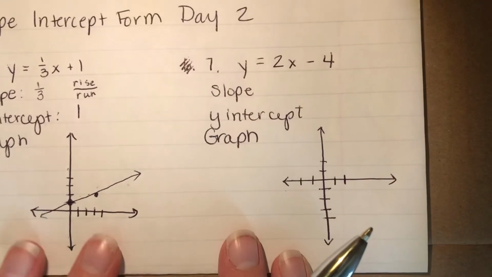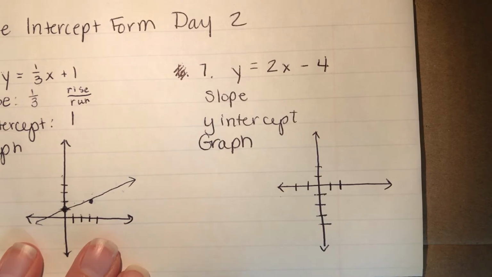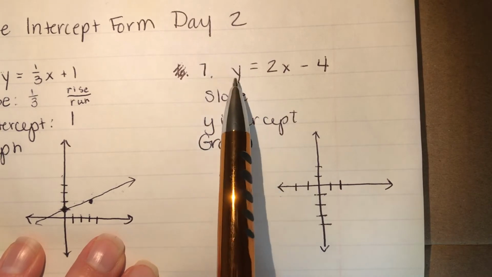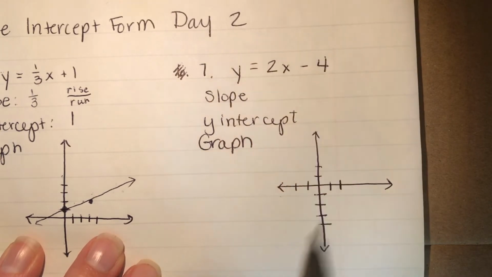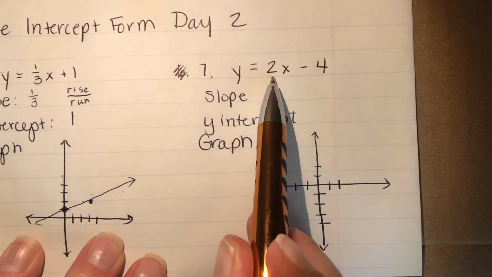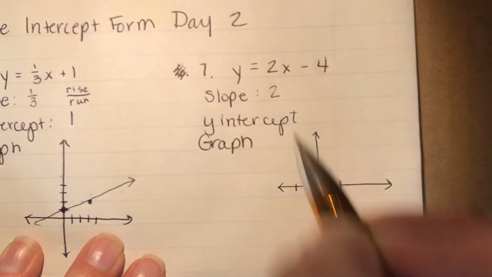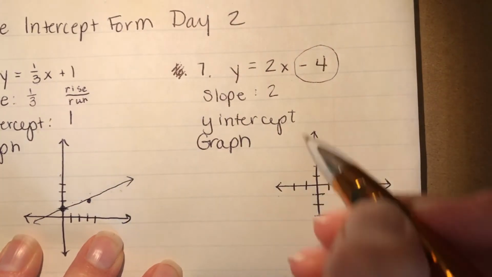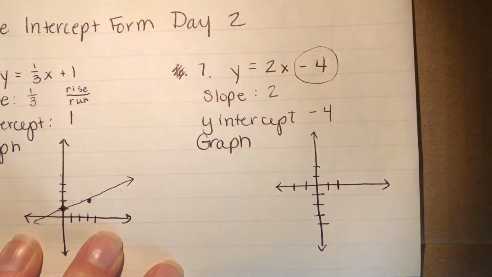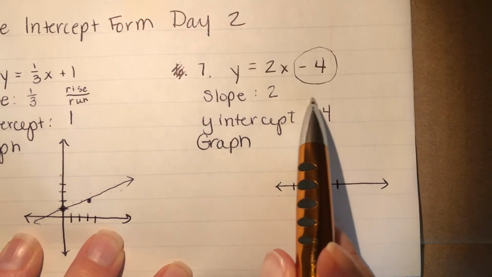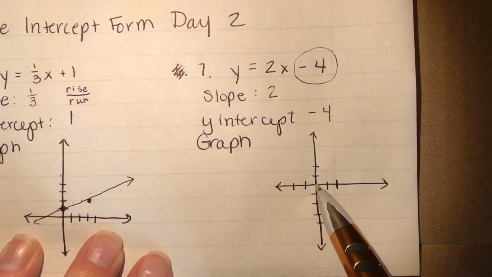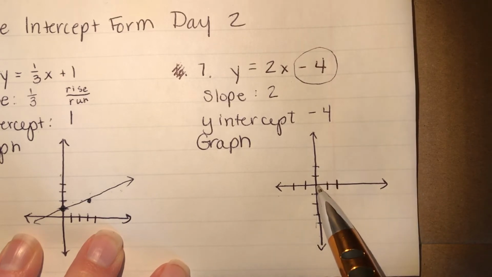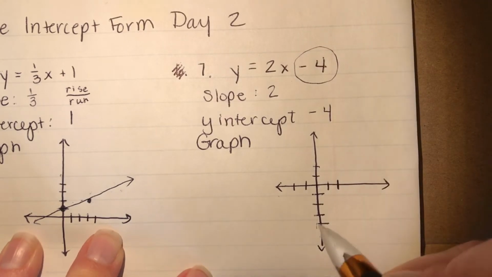Let's do number 7. So again, double check it's in slope-intercept form. And so we have y equals 2x minus 4. The slope is in front of the x, that is a 2. The y-intercept, now this one you have to be careful, you need to grab that whole number, so it is a -4. So I'm going to go ahead, always start with your y-intercept, so start at 0 or at your origin, and remember it's going to be plotted on this y-axis. So I'm going to go -4, 1, 2, 3, 4.